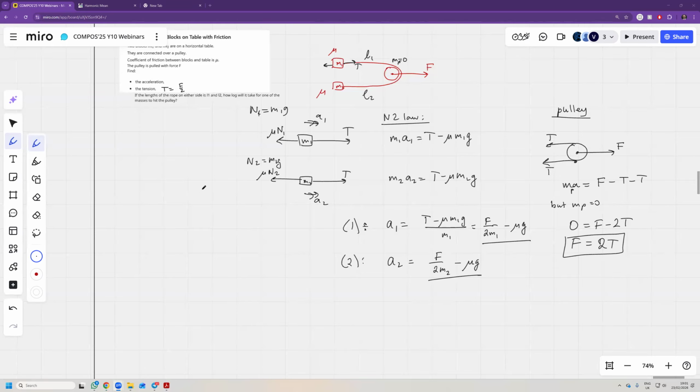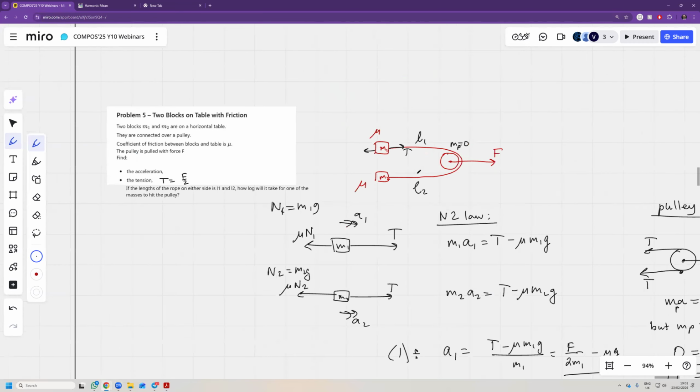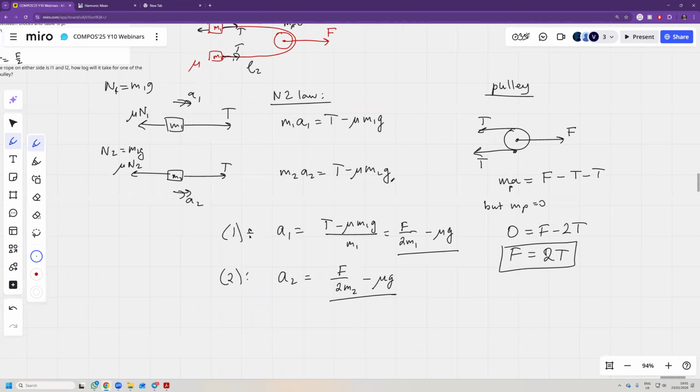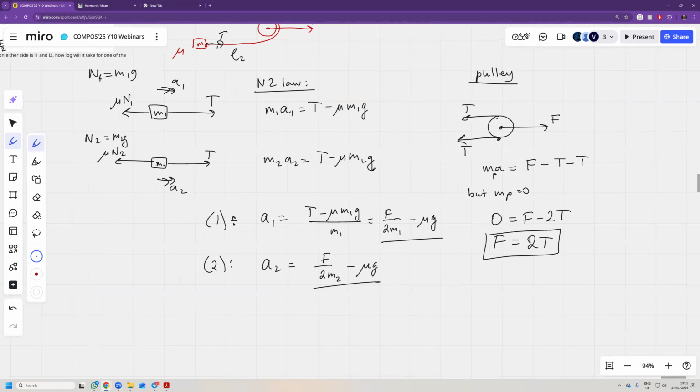Okay. Right, so I'm pulling on the pulley, and both masses are pulled to the right, because the tension in the rope cannot pull you to the left by any means. So they both accelerate to the right. Acceleration is going to be different.